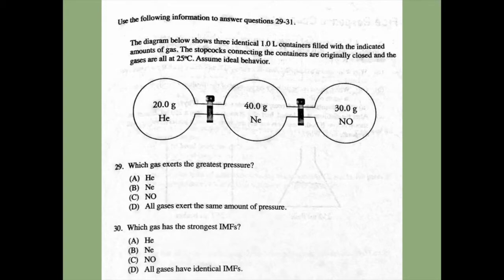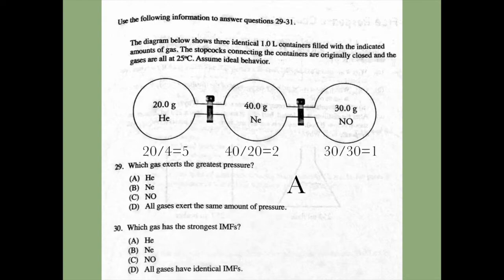So because they gave me grams, I need to figure out the number of moles for each of these. So for helium, it's going to be 20 divided by 4, its molar mass, so I have 5 moles of helium. 40 divided by 20, which gives me 2. And then for nitrogen monoxide, it's going to be 30 divided by 30, which gives me 1. So which has the greatest number of moles? Helium does. The more number of moles you have, the greater the pressure is going to be. Therefore, my answer is A for helium.